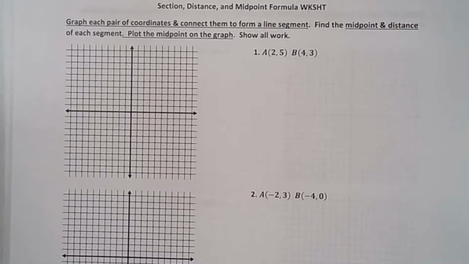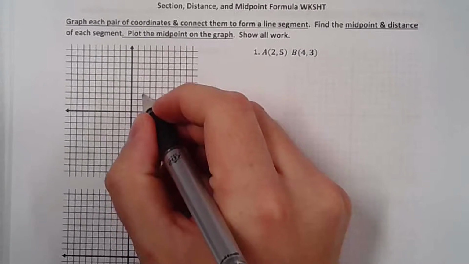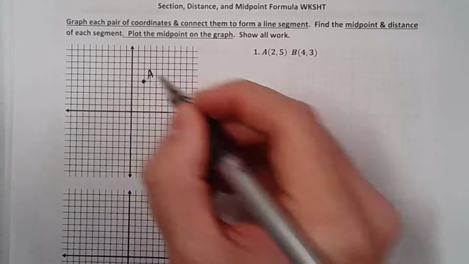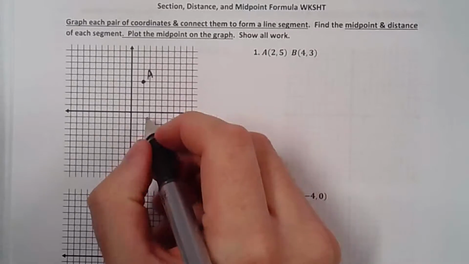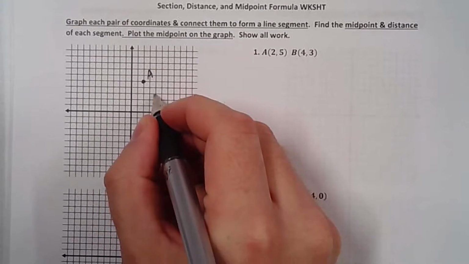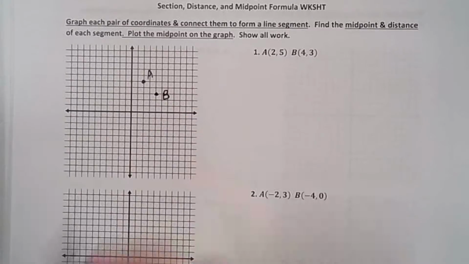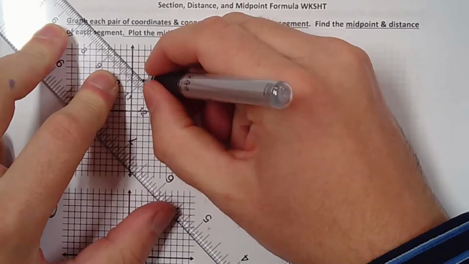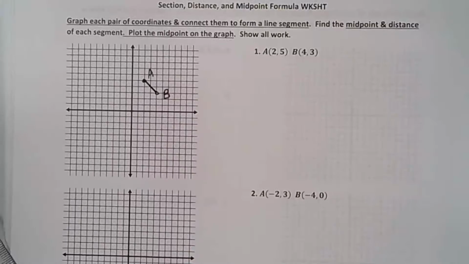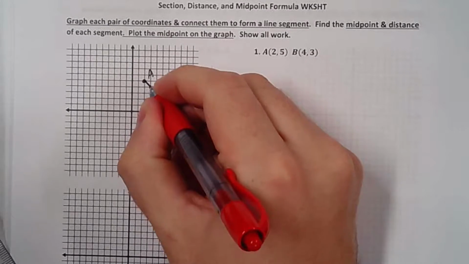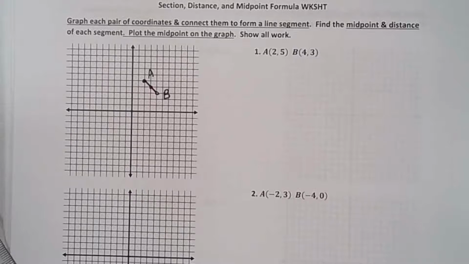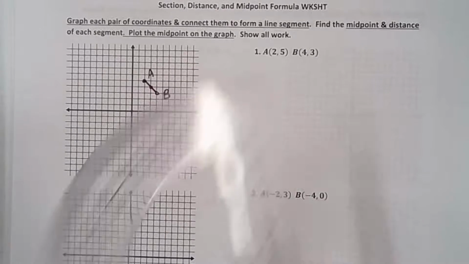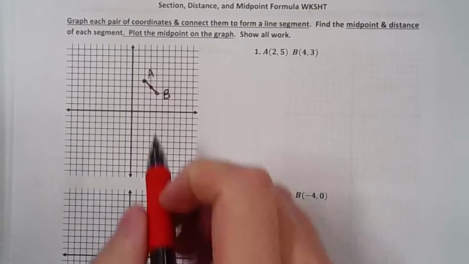So for number 1, (2, 5) is 1, 2, 3, 4, 5. Right here, that's A. Always label your points. And B is (4, 3). So there's 2, there's 4, there's 1, 2, 3. There's B. Now again, if we take out our ruler and draw our segment here, I bet you can figure out where the midpoint might be. Looks to be about here, yeah? If you need a protractor for tomorrow to have a straight edge, get one. And so that should be the midpoint.